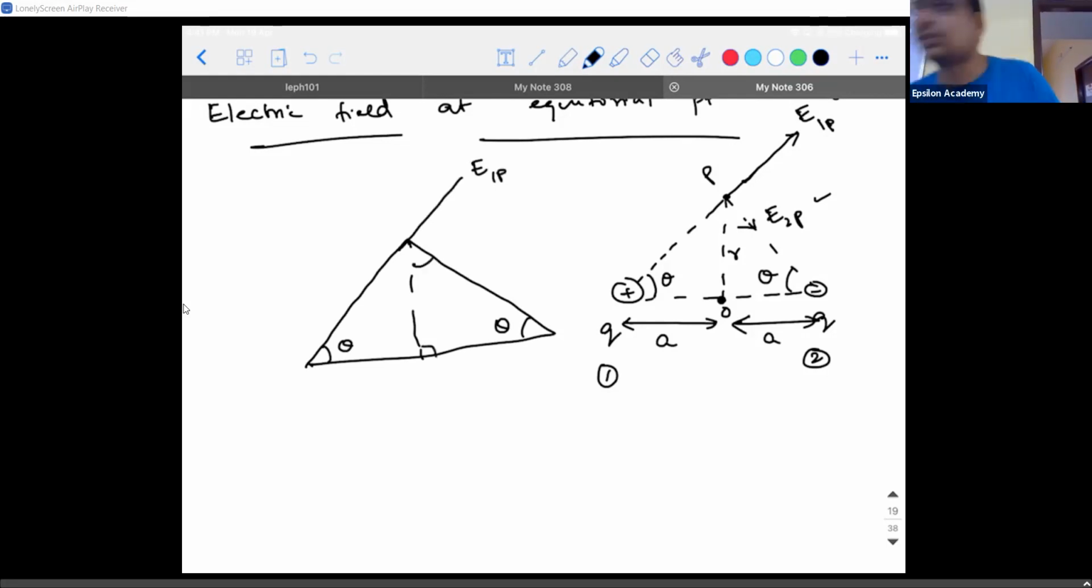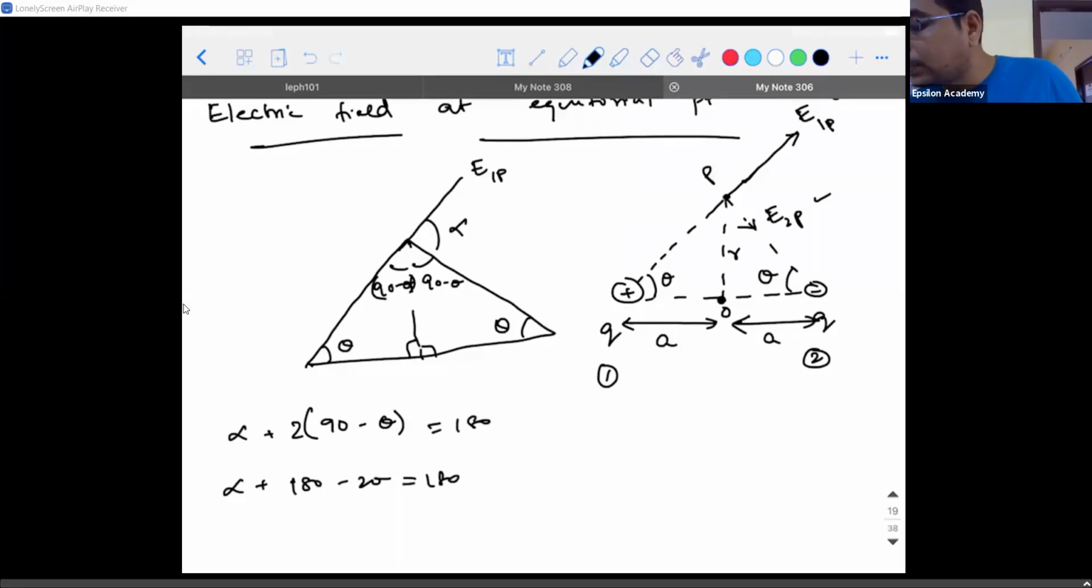If this is 90, how much is this? 90? Then how much is this? It's not theta. If this is 90 minus theta, this is also 90 minus theta. All these angles put together will give you 180 degrees, right? So if I take this as alpha, alpha plus 90 minus theta 2 times is equal to 180. So alpha plus 180 minus 2 theta will give you 180. Cancel it. Alpha will be equal to 2 theta. Okay, so the angle here is going to be 2 theta. A very important conclusion, right?